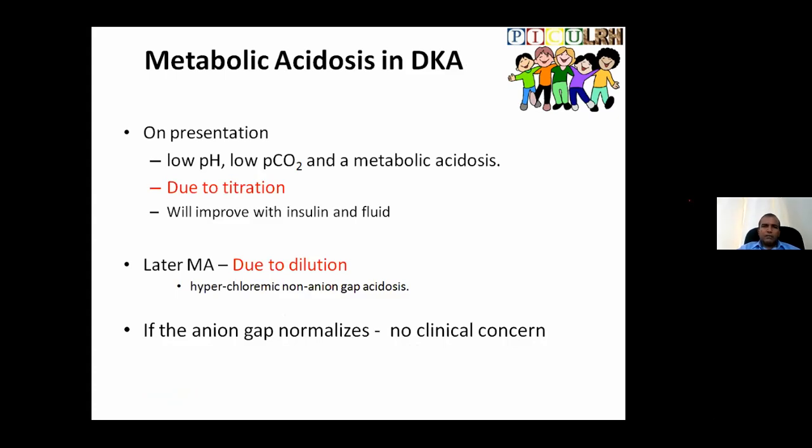On presentation, acidosis is due to acid production, so keto acid production. So it's due to titration. The second one that we have discussed, diabetic ketoacidosis: acidosis is due to the keto acid production. This will improve with insulin and fluid. So when we are giving insulin, you are treating that, and we are giving fluid.